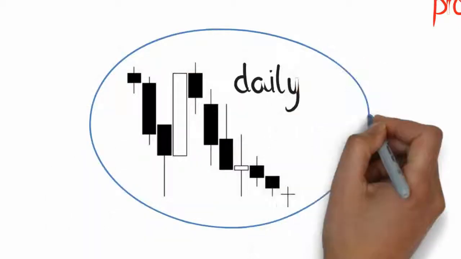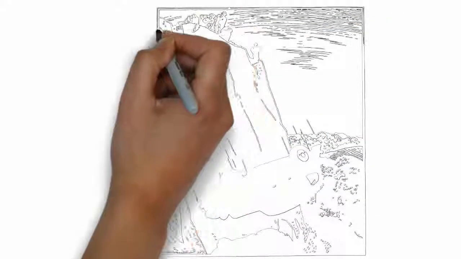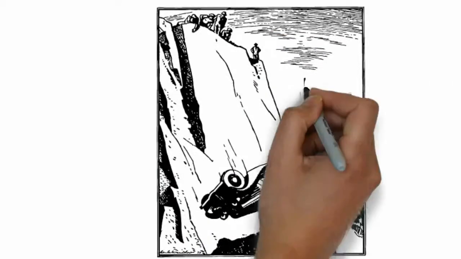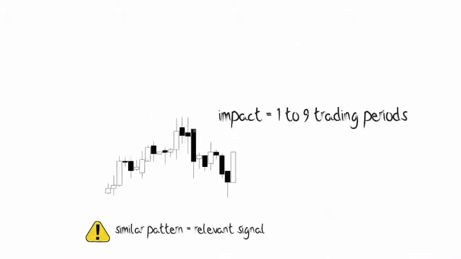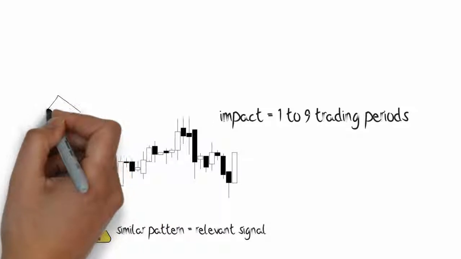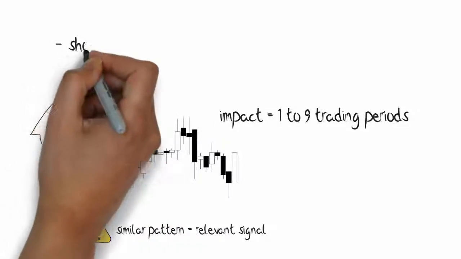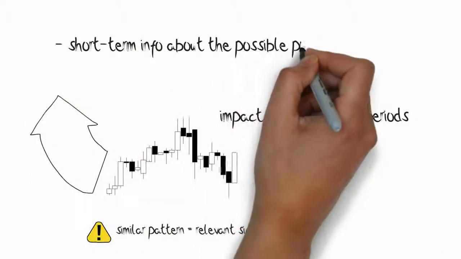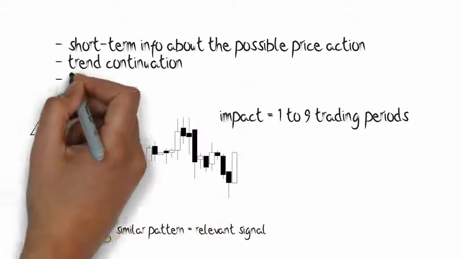The important thing to remember is that any stock trading involves risk. Candlestick charting lets you minimize that risk and go for the high probability trades, but no technique can eliminate the risk altogether. So to recap, candlestick patterns give you short-term information about the possible price action. You use candlestick patterns to check if the trend is likely to continue in the short term, and you use them to determine if a trend reversal is likely or not.